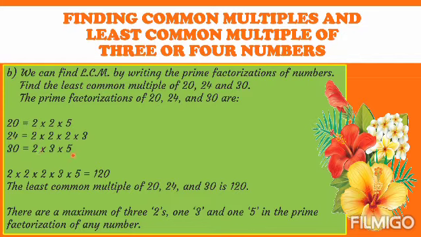So now, we're going to multiply all the different prime factors. So we have here 2 times 2, 4 times 2, 8 times 3, 24 times 5 equals 120. So the least common multiple of 20, 24, and 30 is 120. So there are a maximum of 3 2's, 1 3, and 1 5 in the prime factorization of any number. So don't forget that one, class.